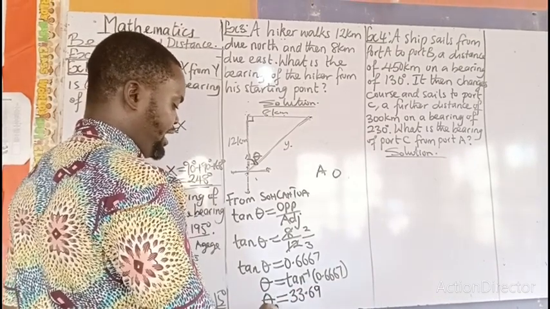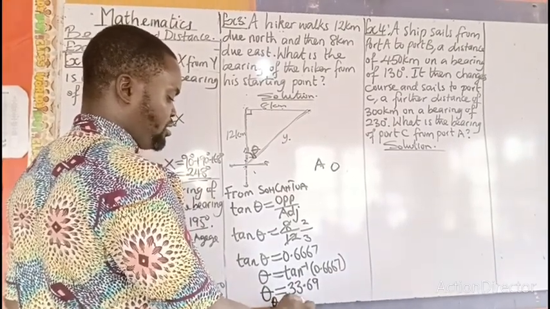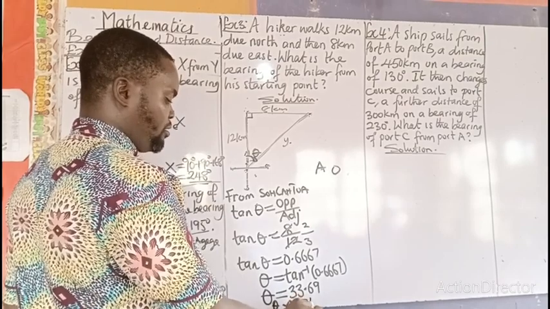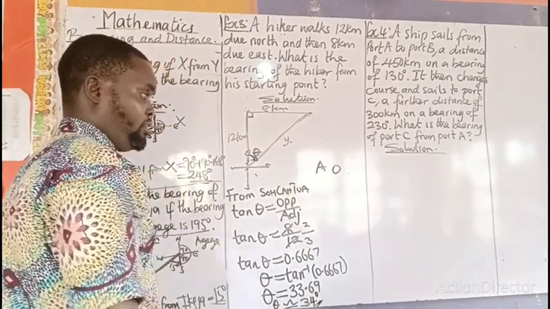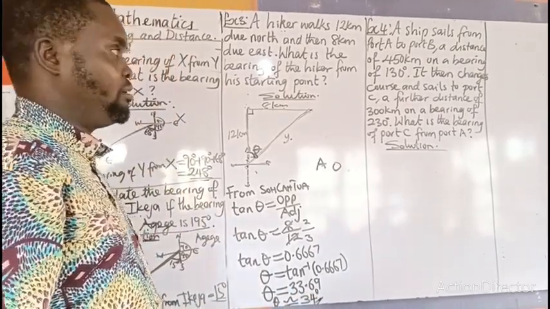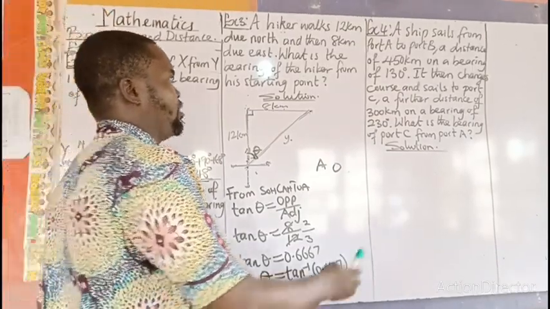33.69. So theta is approximately equal to what? 34 degrees. Is that clear? Alright, now let's look at the next one.